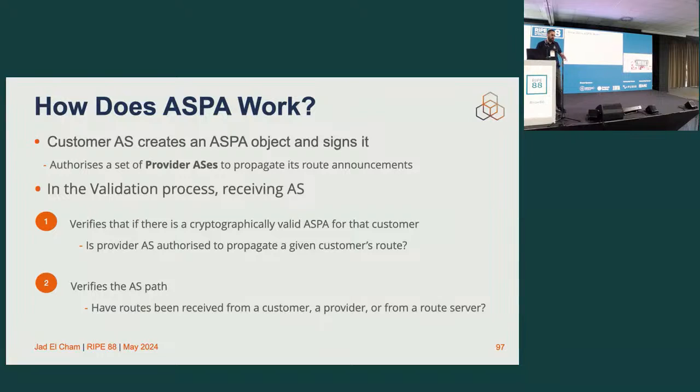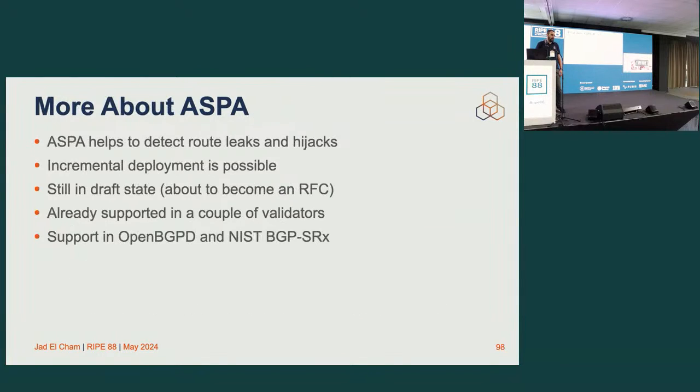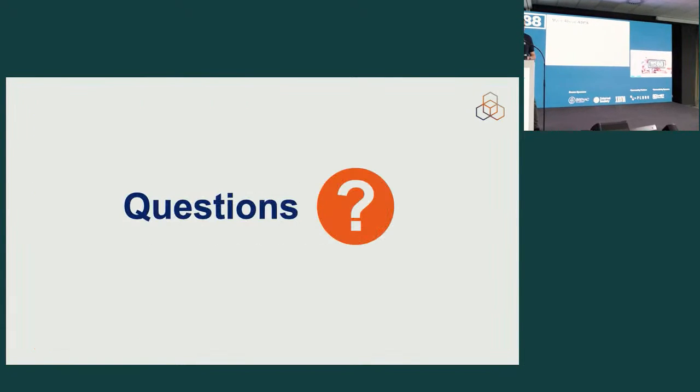All right. So yeah, I explained it quickly. Now there was also work around something called AS cones, where basically we do the same thing, but instead of specifying only the upstream, we specify also our customers. So basically, whom we are acting as an upstream for. Right. So ASPA allows for incremental deployments, because again, we're not doing computational stuff on the BGP messages. It is still in a draft state. Hopefully soon it becomes an RFC, and there is some support already in some of the implementations out there.